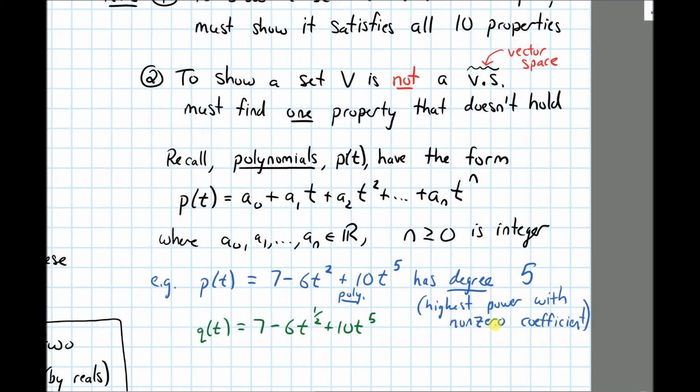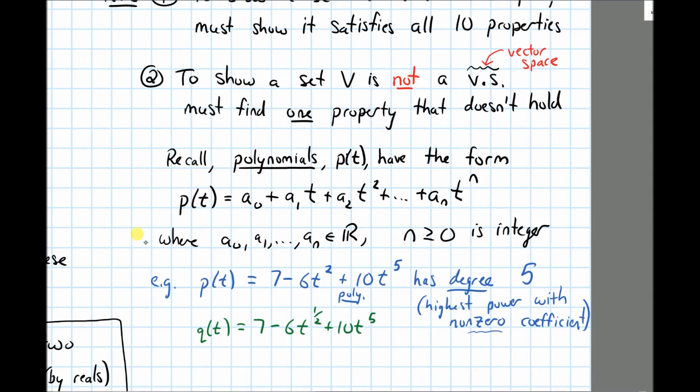So what I mean by the non-zero coefficient is, technically if I didn't have this condition about the non-zero part, I could have said, oh, I have 10t to the 5, couldn't I just tack on 0t to the 100 to that? So wouldn't that mean the degree is 100? According to this definition, we don't allow that because we ignore any terms that have a coefficient of 0.